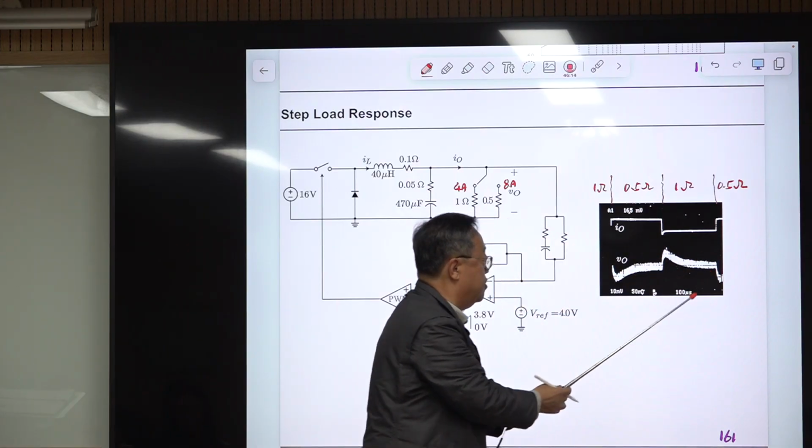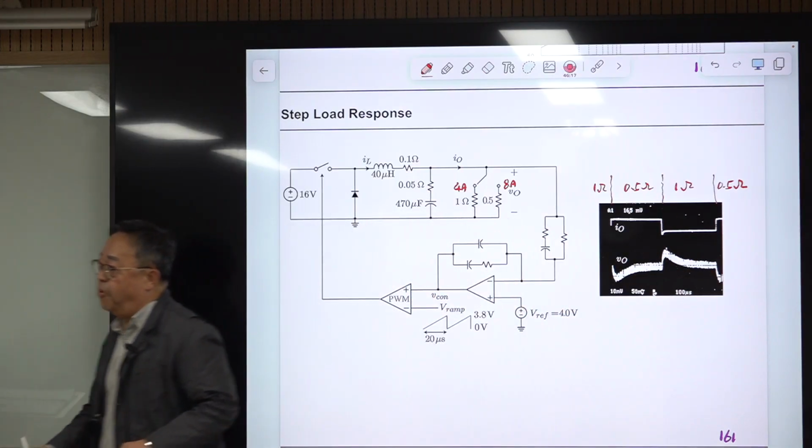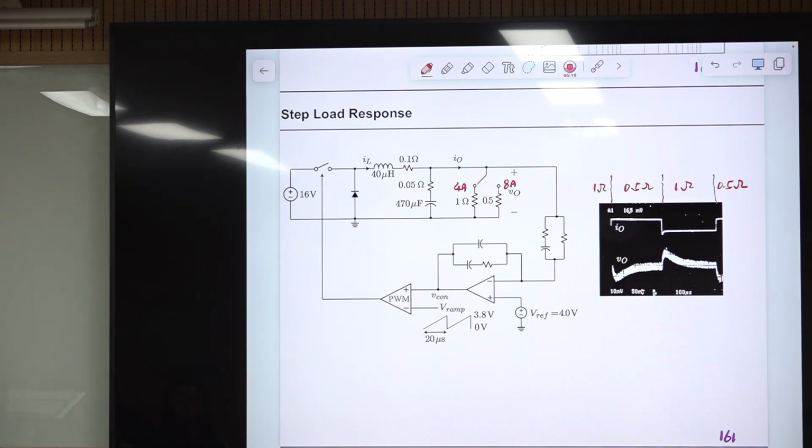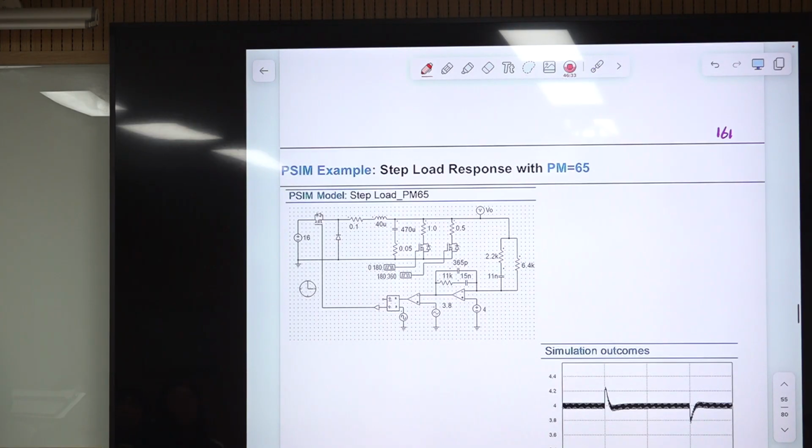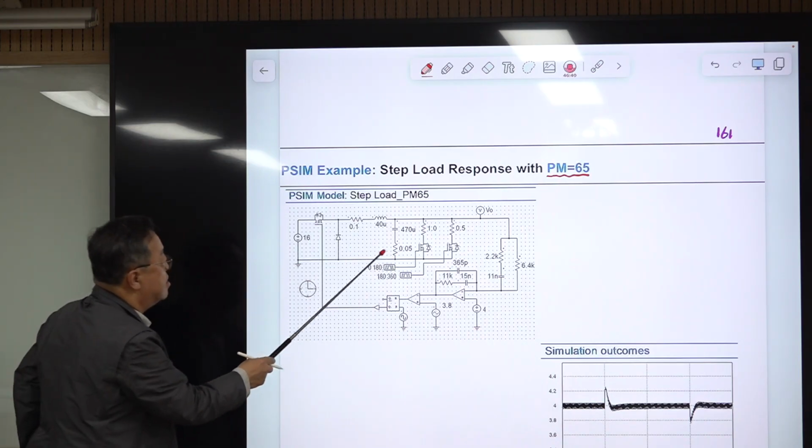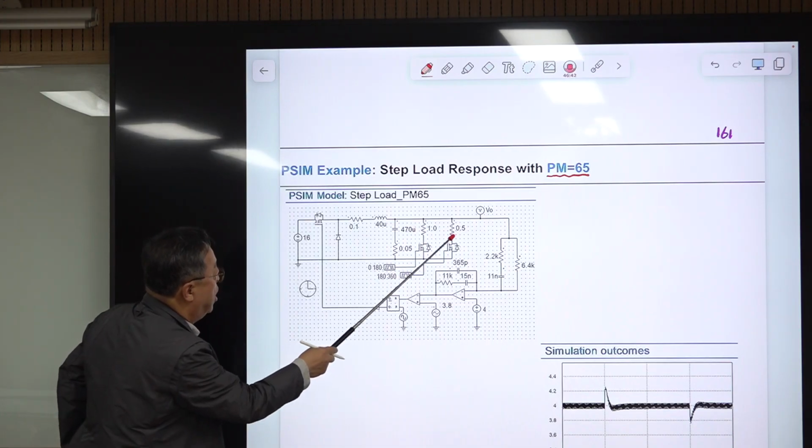original one. Okay, so this transient response of this waveform can be closely predicted from the output impedance characteristics using the equation I introduced on the first page of this lecture slide. Okay, let me show this. The phase margin is 65 degrees. And I have this. This is 1 ohm, 0.5 ohm.